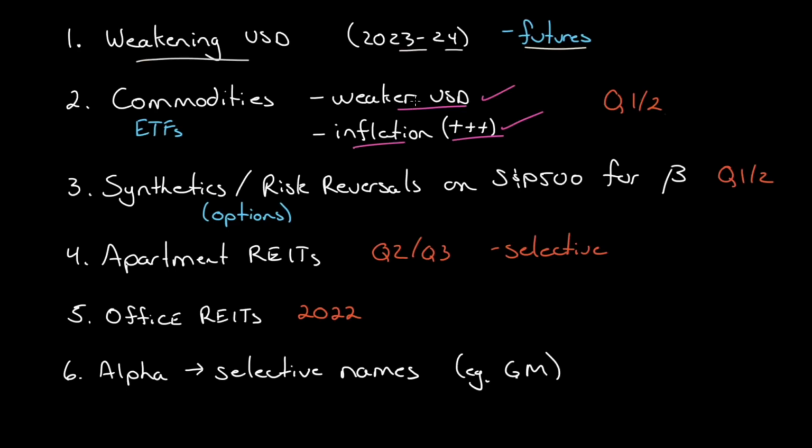So if inflation does show up, well, then I'm just already in the right place for it. To capture beta, and because you do want market exposure, synthetics and risk reversals on the S&P 500, but I'm in no rush to put these on. Q1, Q2 I think is a good place to be.